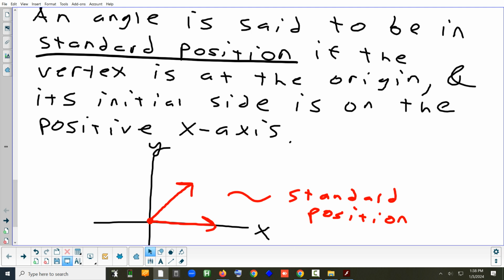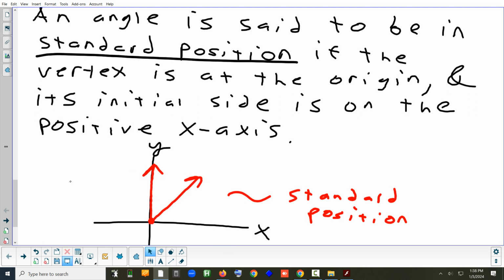Okay, what if I take that angle and go like that? Is that still standard position? No. What's wrong? The vertex is not at the origin. Okay. How about if I take this angle and turn it? I turned it a little too much for what I was trying to do, but something like that. Is that in standard position?